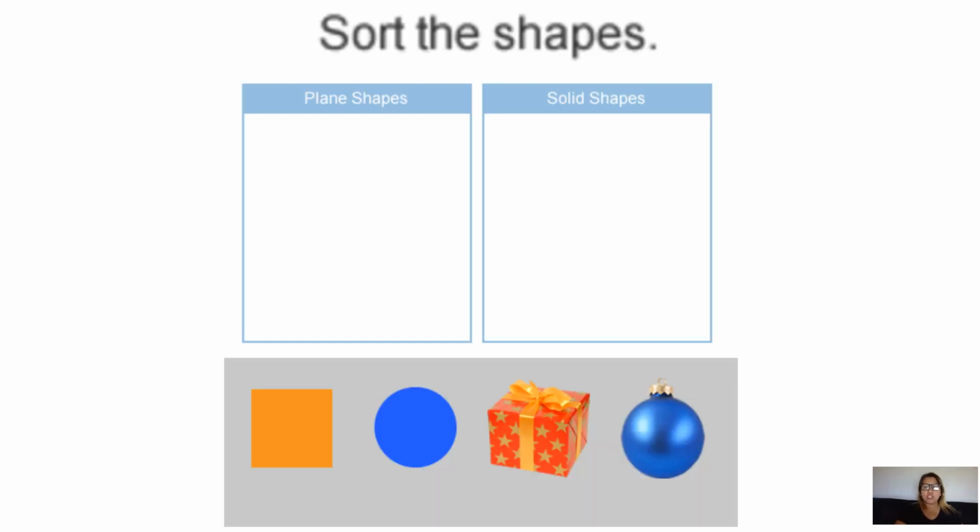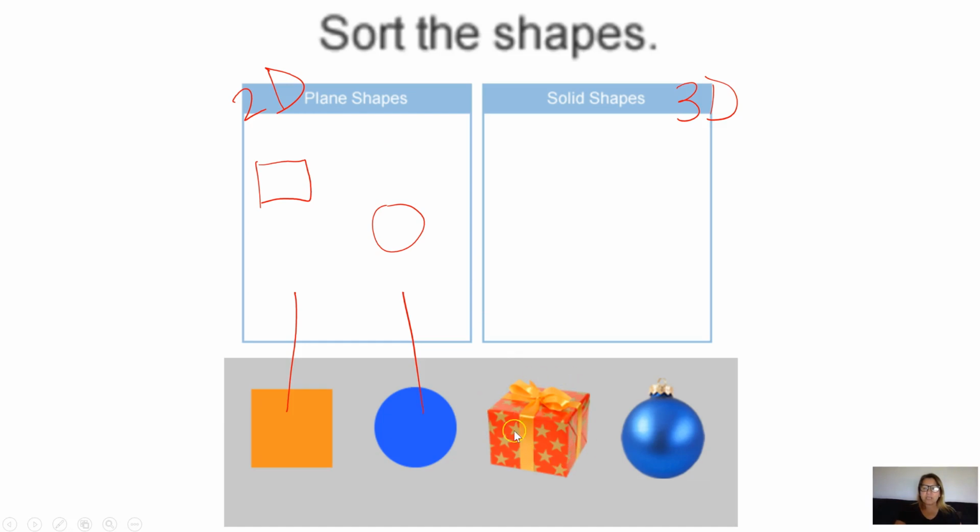Okay, now we are going to sort the shapes. We have plane shapes, so 2D shapes, and then we have solid shapes or 3D shapes. The first shape we have here is a square. That is a flat shape, therefore it is a plane shape. The next thing that we see here is a circle. It is also a flat shape, therefore it is a plane shape.